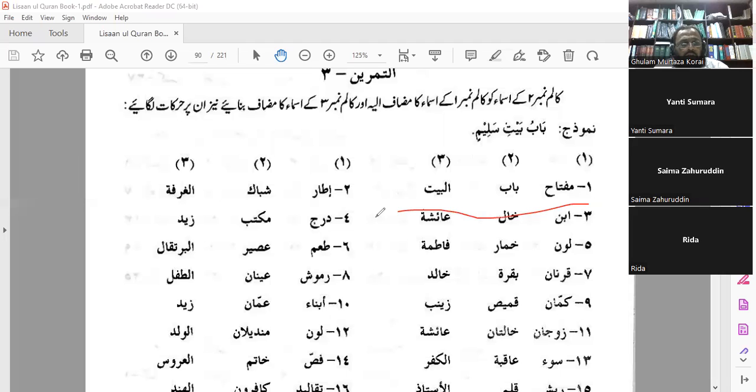Okay, can any volunteer for first line? Hurry up. Miftahu babil bayti. Very good. The second. Very good. Okay. Yes, Sister Yanti, can you do the second line? Ibnu Khali Aishati. No, not Aishati. Aishata. Yes, yes. Sorry, Aishata.